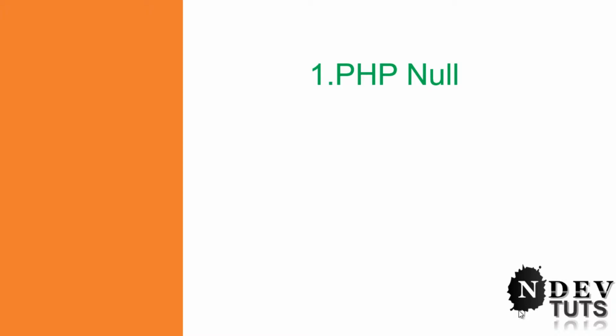Let's talk about PHP null. The special null value is used to represent empty variables in PHP. Null is a special data type which can have only one value, null. A variable of data type null is a variable that has no value assigned to it. If a variable is created without a value, it is automatically assigned a value of null. A variable of type null is a variable without any data.